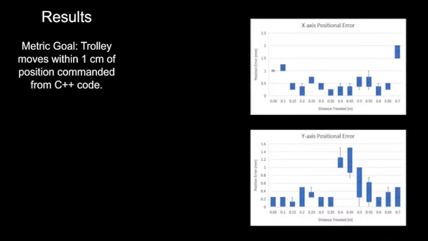The first goal to discuss is the accuracy and precision of the trolley to move to a position given by the Arduino code. Our metric for success is the trolley's error must never be greater than 1 centimeter from the desired position. The trolley was sent between distances of 5 centimeters to 70 centimeters, each distance tested with 5 trials. From the figures to the right, you can see that the error was never greater than 2.6 millimeters, meaning we successfully achieved this metric goal.